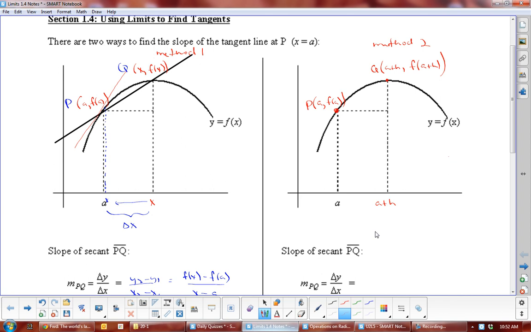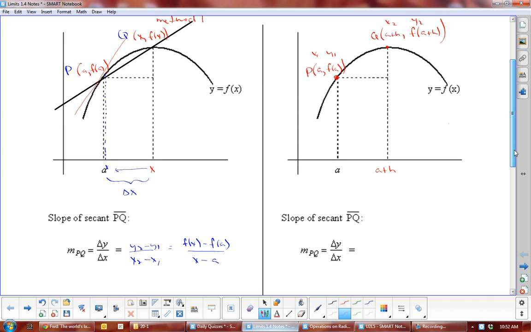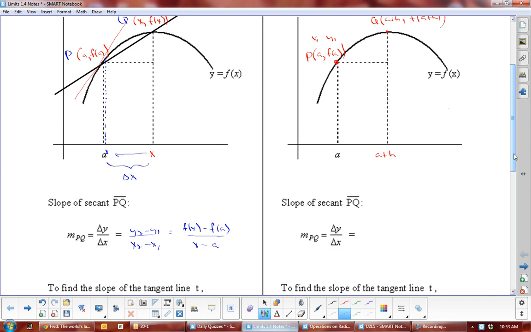Now, so I always call this my x1, y1, and this my x2, y2. Now, I'm still going to use the slope formula, but I'm going to put all of these values in. Okay, so delta y is y2 minus y1 over x2 minus x1. So y2 is f of a plus h minus f of a, all over.